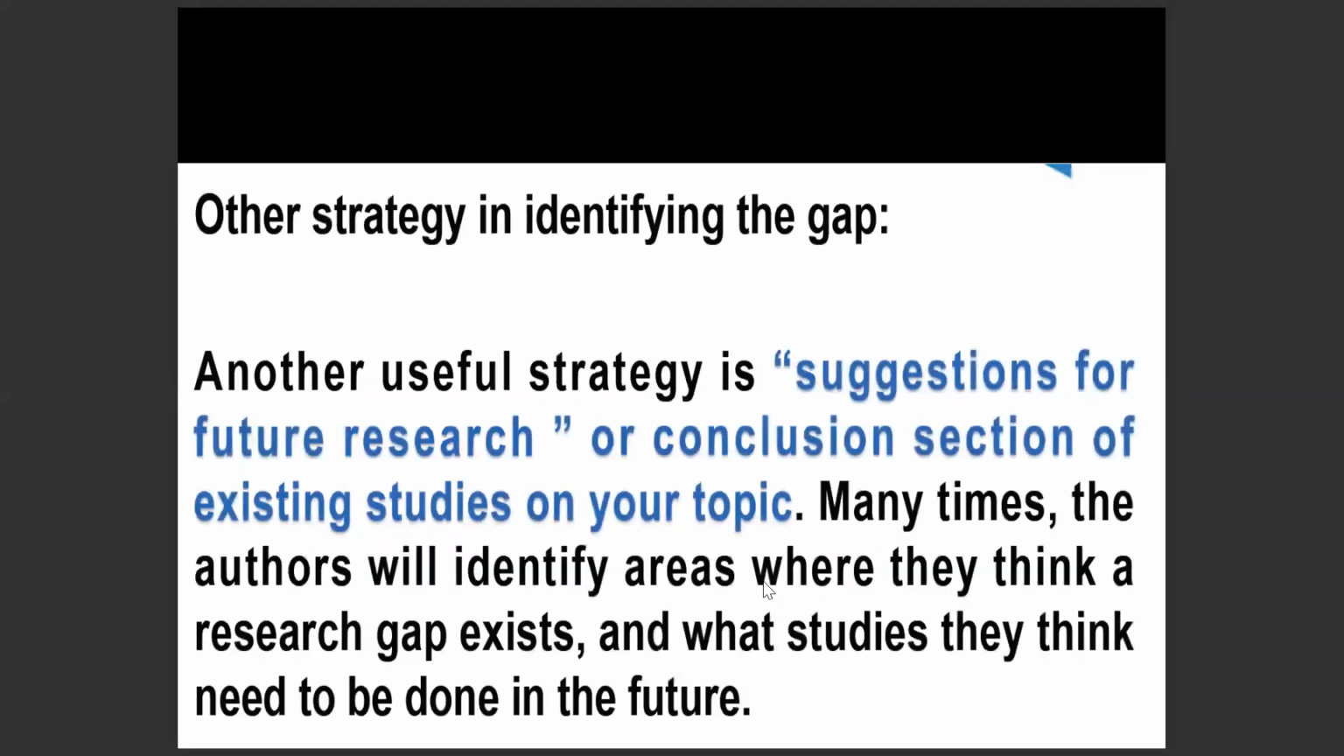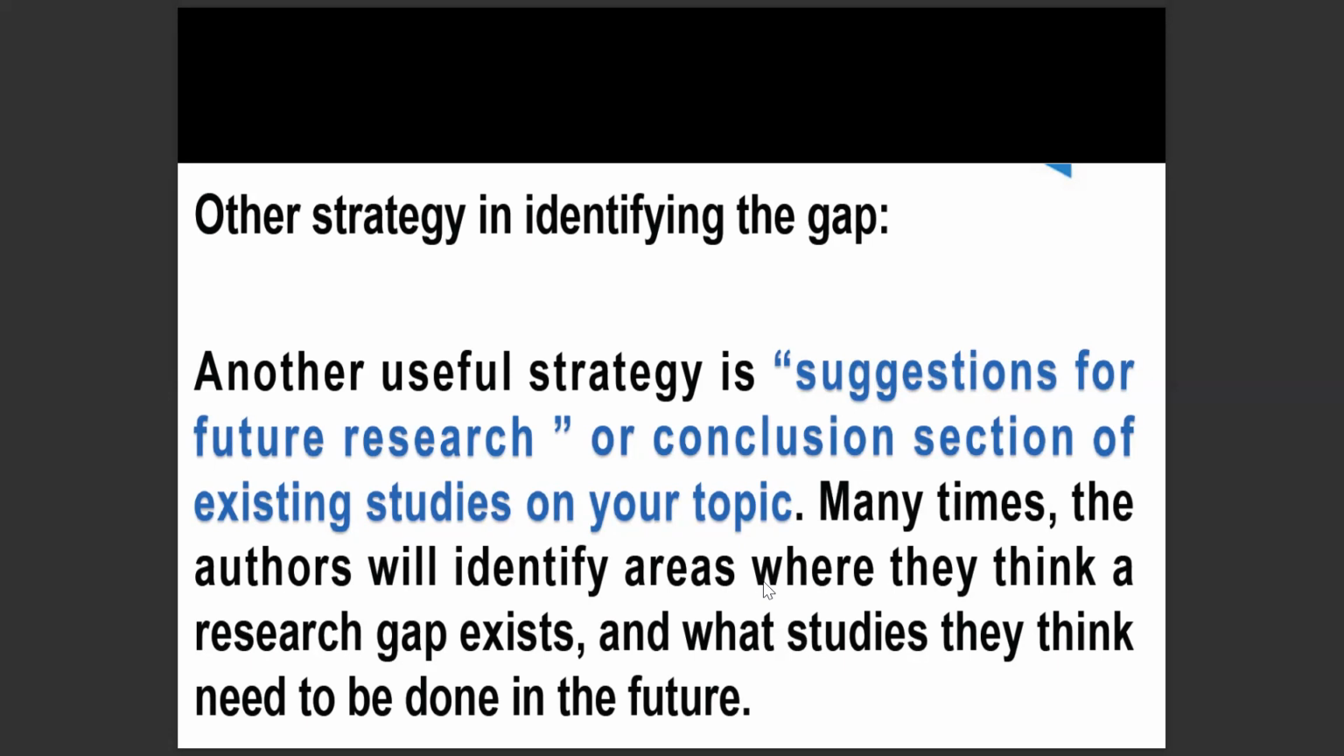Another strategy in identifying the gap would be the following. A useful strategy is to look at suggestions for future researchers or the conclusion section of existing studies on your topic. Upon reviewing different studies and literature, we need to check for recommendations for future researchers. That will be our guideline on a particular gap, or our basis for whether that particular recommendation is feasible for our current study or not. And we can actually adapt that as our gap statement.